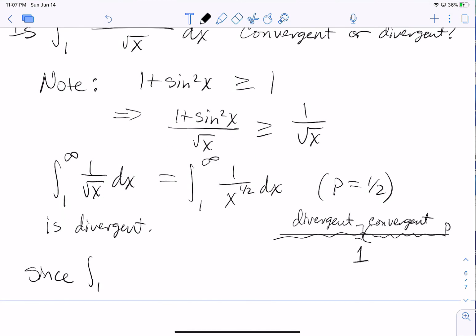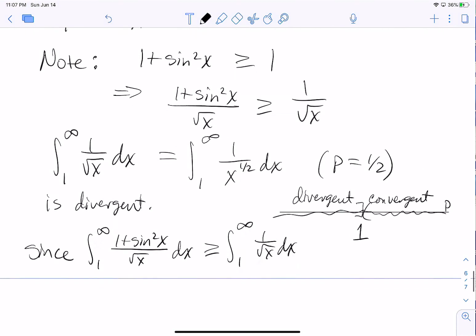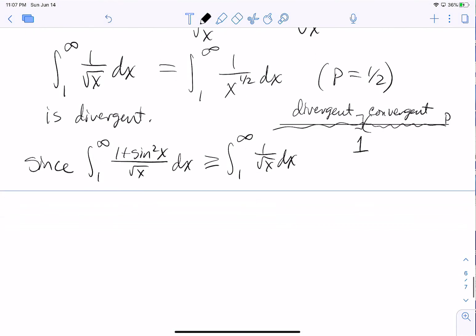Since the integral from 1 to infinity of 1 plus the sine squared of x divided by the square root of x dx is larger than the integral from 1 to infinity of 1 over the square root of x dx, or larger than a divergent integral, it follows that the integral from 1 to infinity of 1 plus the sine squared of x over the square root of x dx is divergent.